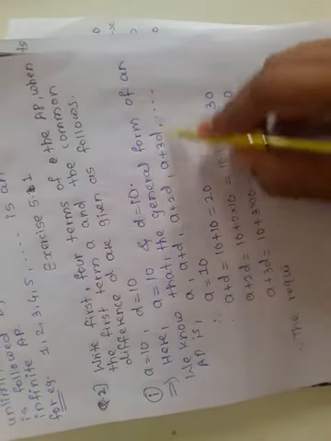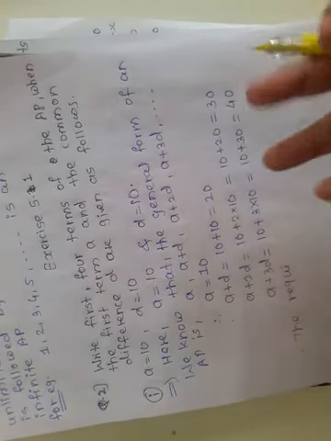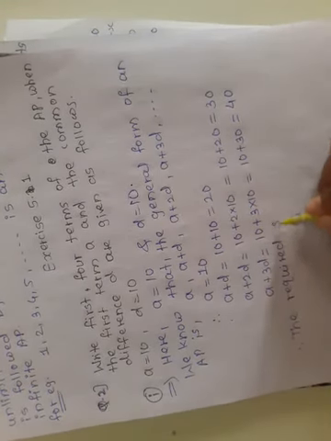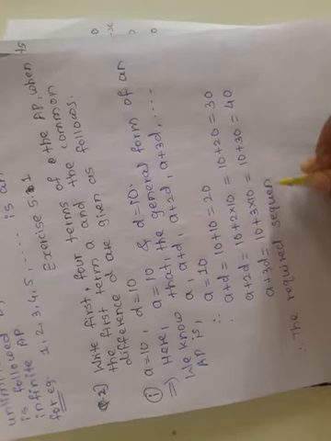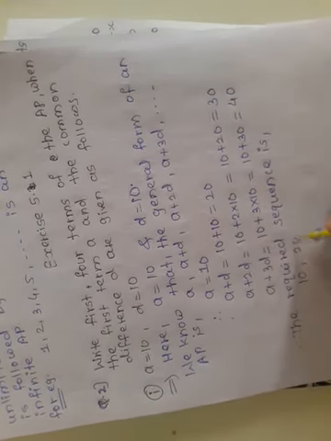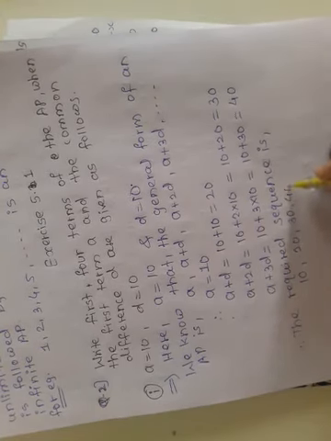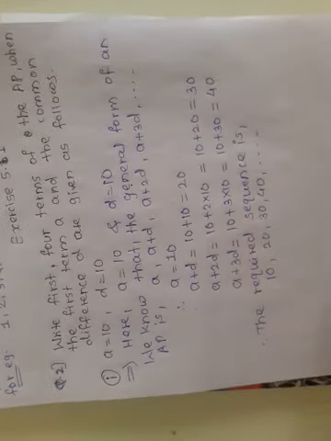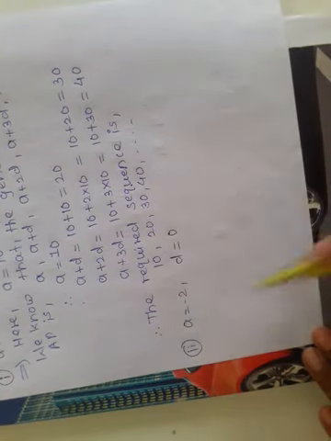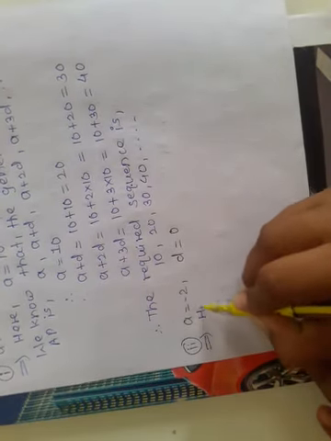okay, if you know this general form of an AP, then you can easily find out the sequence. Okay, and therefore the required sequence is 10, 20, 30, 40, comma dash dash dash. Okay. Now come to next example. Here A is equal to minus 2 and D is equal to 0 is given to us. Okay, so write down all the given things.